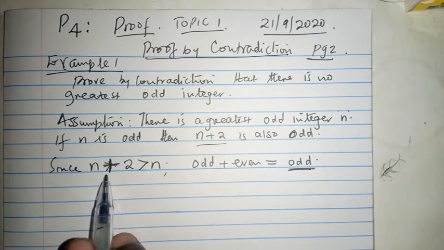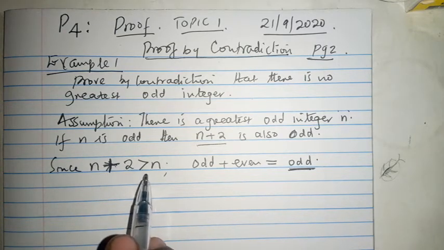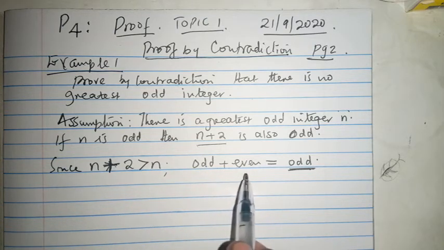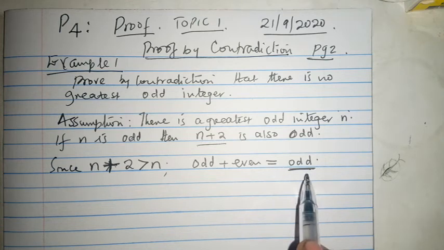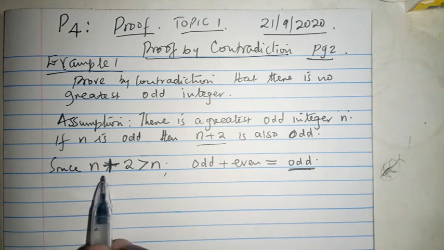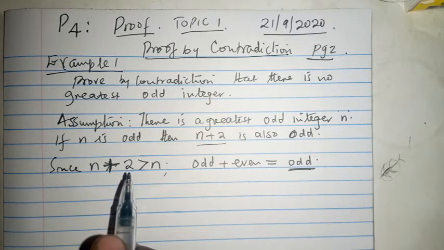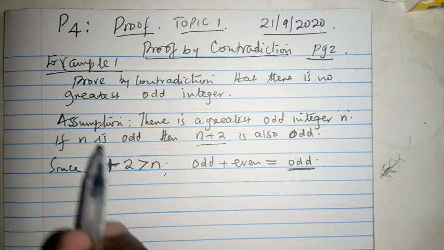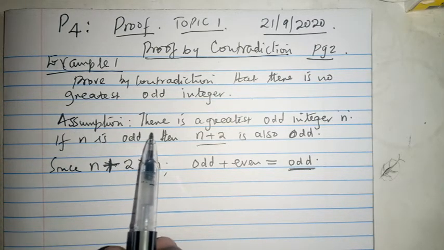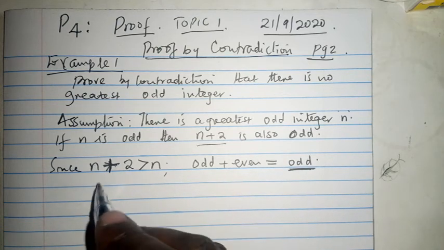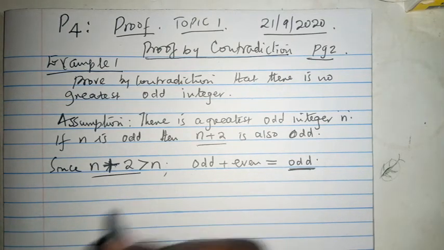You can see it, an odd integer which is greater than n, because we had assumed that n is the greatest odd number. But we have added 2, or any even number, and we have gotten an odd number. So there exists an odd number which is greater than n. This contradicts the assumption that the greatest odd number is n.